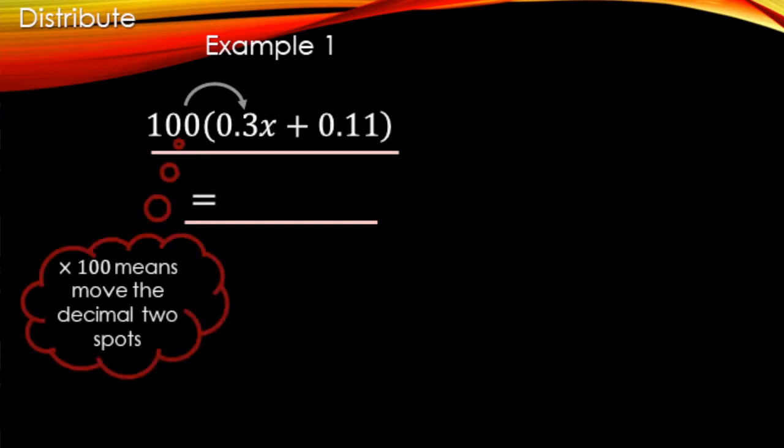And when we multiply by 100, that does mean just move the decimal places over. So the decimal is just going to move over 2 spots. So that'll be 30x there. So when you're multiplying or dividing by 100, you do not need a calculator. So now we have 100 times 0.11. Move the decimal place over 2 spots. And there we go, plus 11.